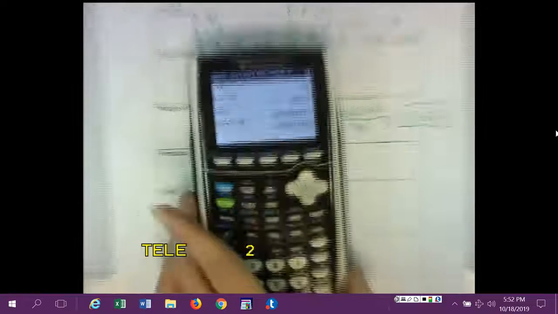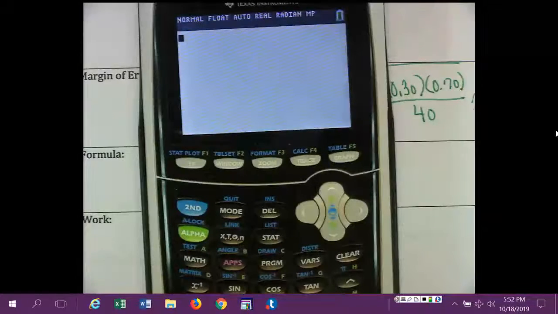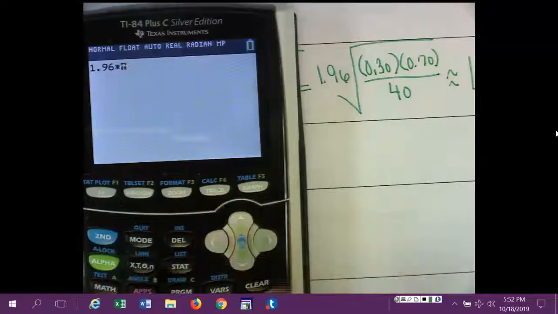And we did need to round to 4 places accurately. Now I'm going to show you how to put the formula in the calculator in a more direct way. In other words, just like the formula says, I will show you how to put it in. 1.96 times the square root, and this is where it's important.